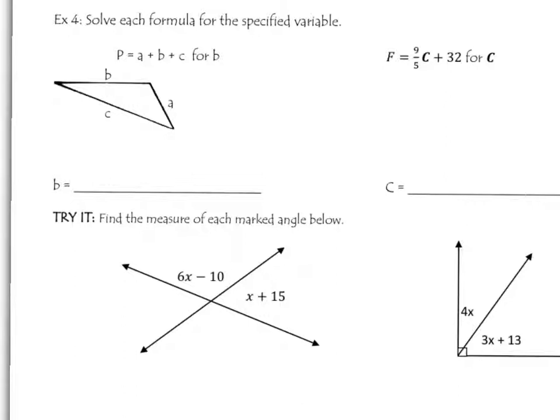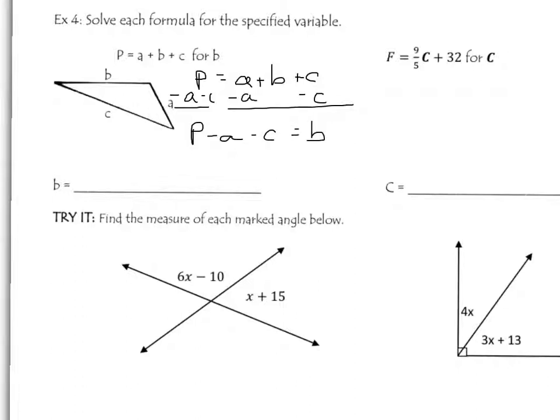So in the first case, parameter P equals the sum of the sides, A plus B plus C, and you are supposed to find a formula for B. In other words, solve for B equals something. So in order to do that, let's go ahead and rewrite our formula. We can get B by itself if we subtract A and also C from both sides. So we have P minus A minus C equals B. And that is all there is to this problem.